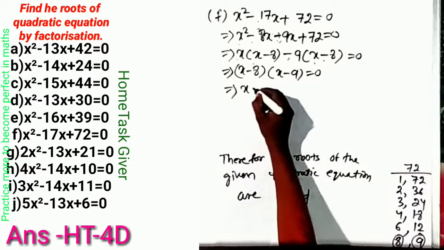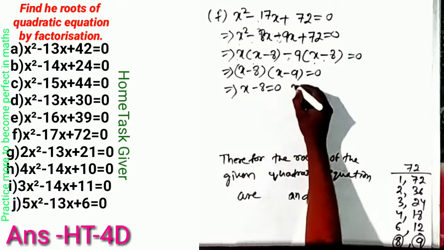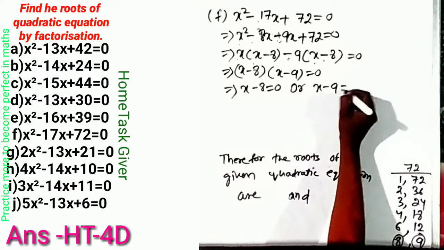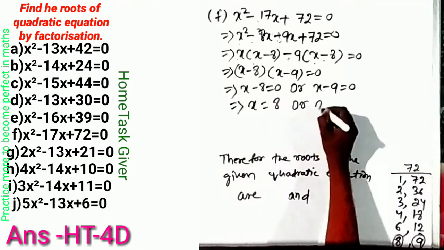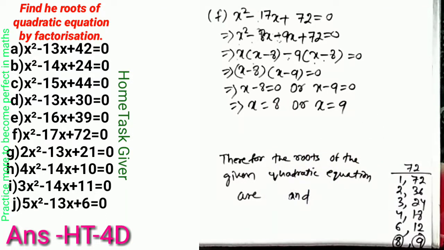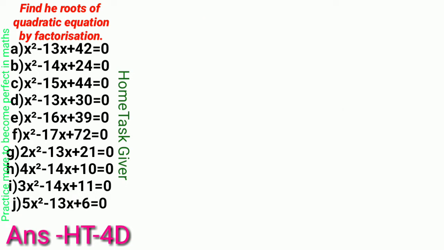Imply that here x minus 8 equal to 0 or x minus 9 equal to 0. Imply that x equal to 8 or x equal to 9. So therefore the roots of the given quadratic equation are 8 and 9.